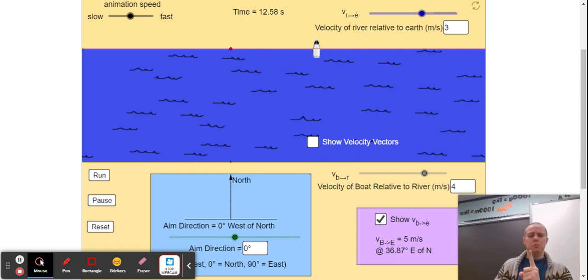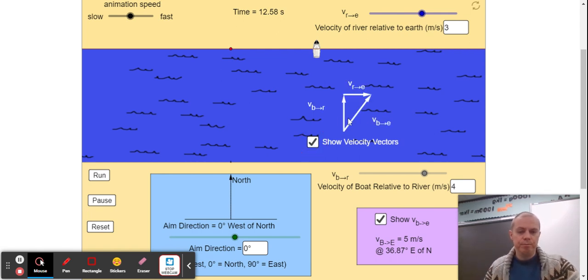Because as the boat is moving forward, the current is pushing it. And because these things are perpendicular to each other, they're independent of each other. So the boat is traveling forward as normal. It's not changing direction. It's not doing anything. It's just traveling straight. But because it's in something that's moving, the end result is that it moves at an angle.